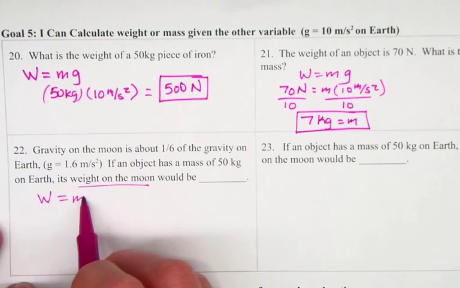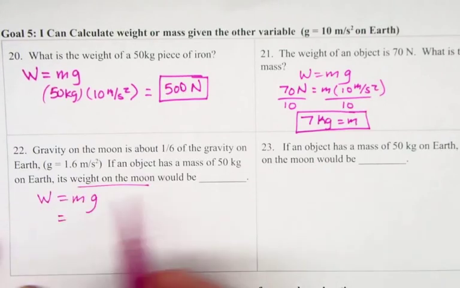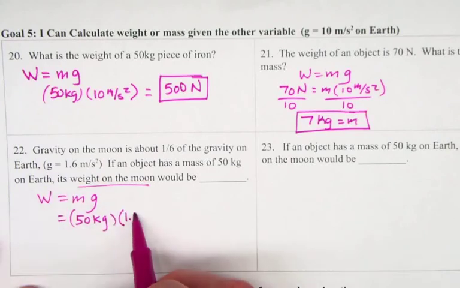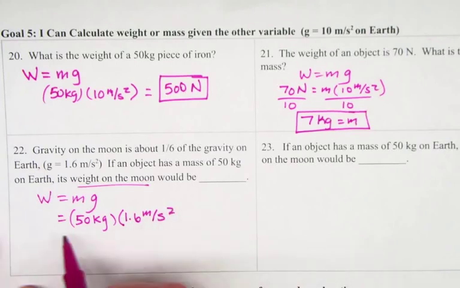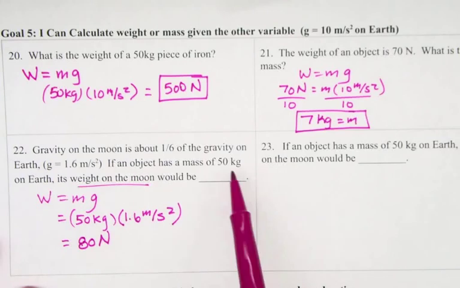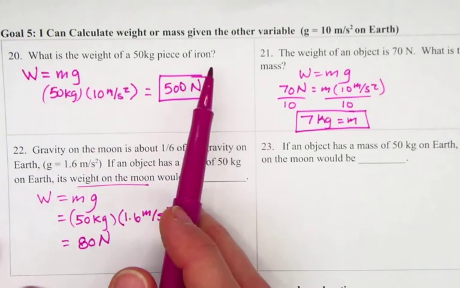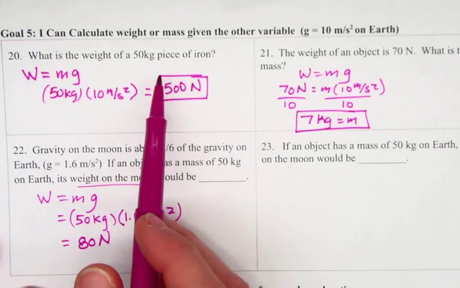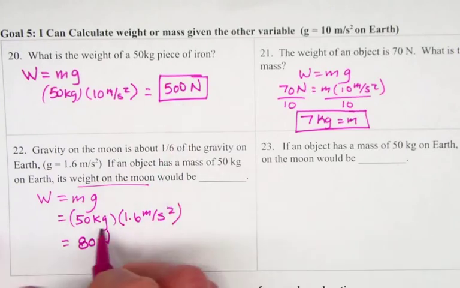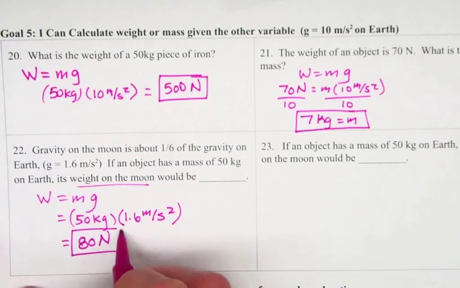So we have W equals mg. And we know that the mass is 50 kilograms. We know that the acceleration due to gravity is 1.6 meters per second squared because we're on the moon. And so that is going to equal, when we plug it into our calculators, 80 newtons. So this piece of iron weighs 500 newtons on Earth, and it's only going to weigh 80 newtons on the moon. All right, so same 50 kilogram object, completely different weight forces.